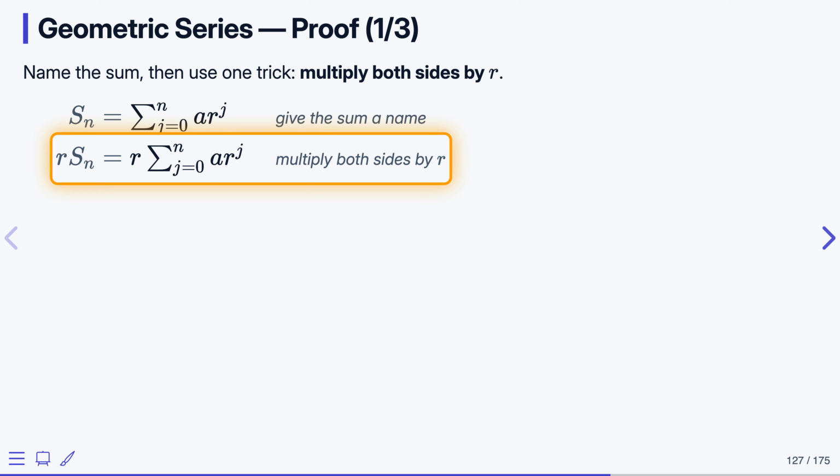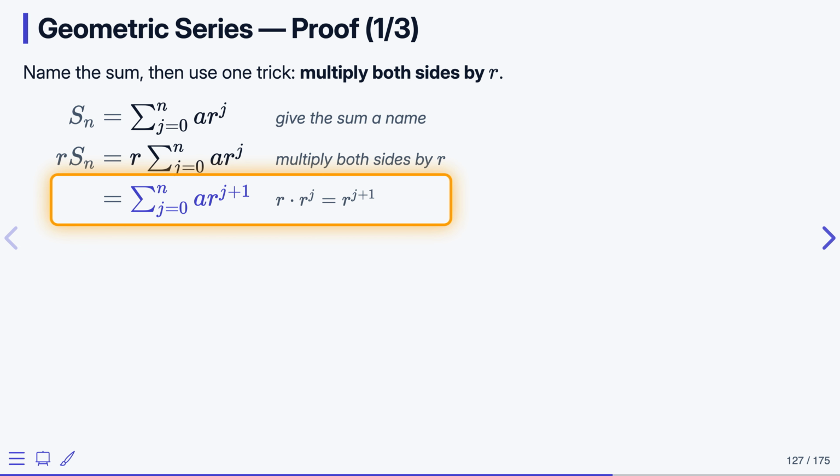Multiply both sides by r on the left. We get r times S sub n, and on the right, r times the sum. Step 3. Move the r inside the sum. Multiplying r to the j by one more r adds 1 to the exponent. That gives the sum from j equals 0 to n of a times r to the j plus 1. We continue on the next slide.